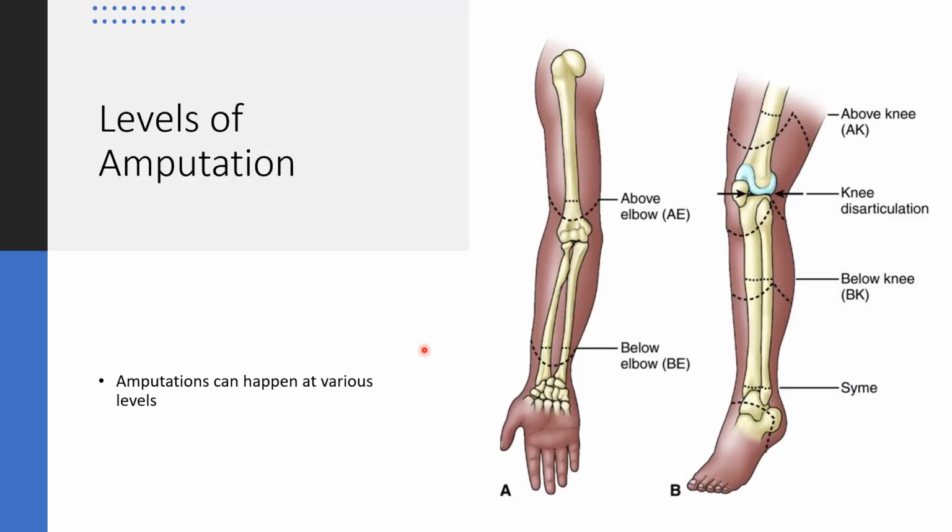All right, so amputations can happen at various levels. It can be above the elbow and below the elbow, above the knee amputation, which is what we're focusing on, as well as below the knee and the Syme. Just keep in mind that there are different areas where a patient may end up getting an amputation.